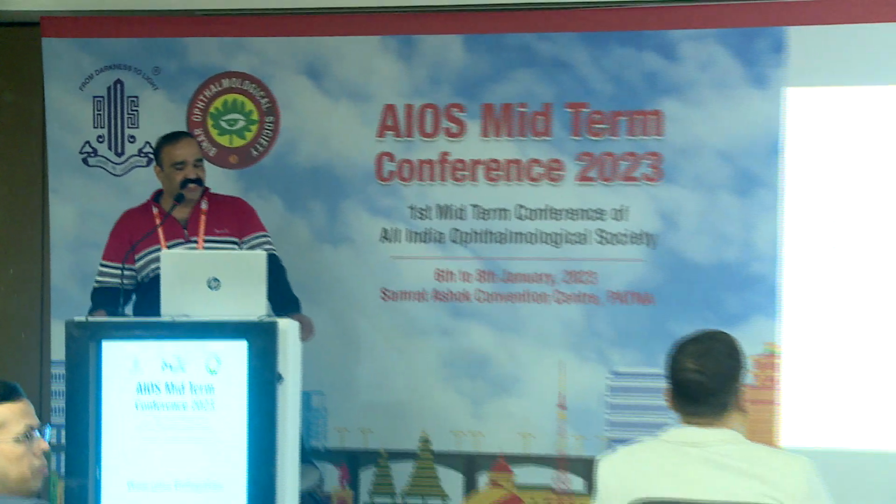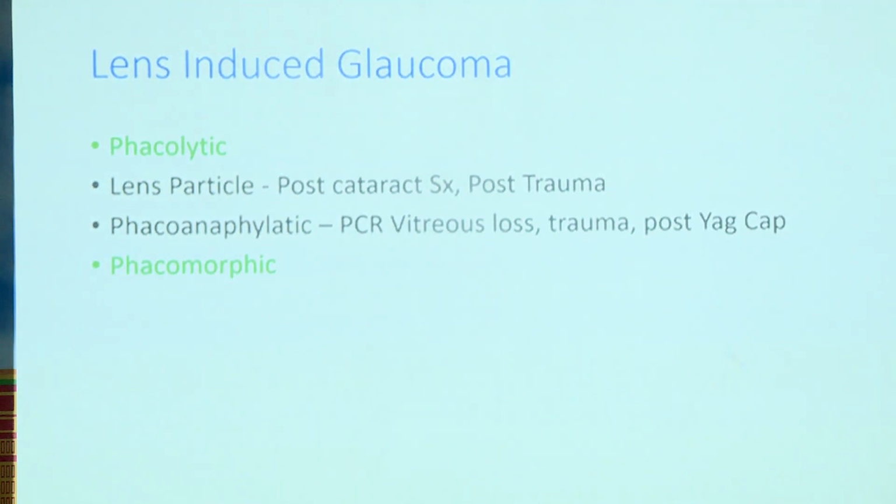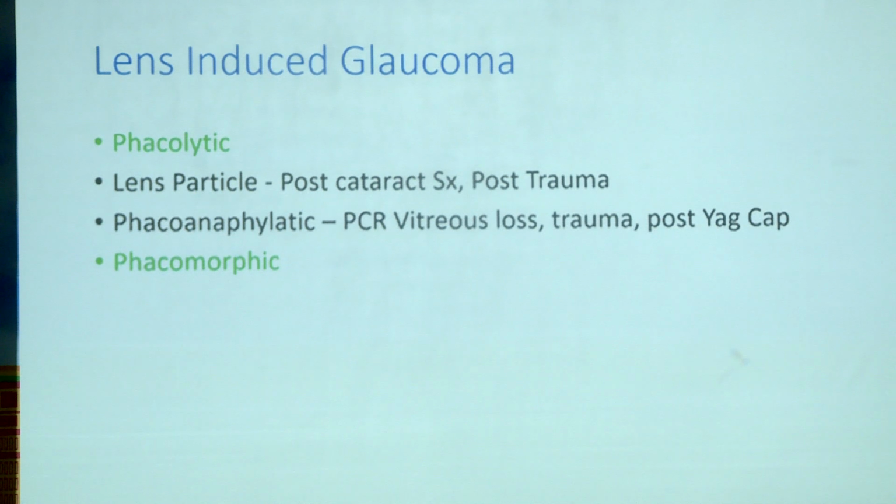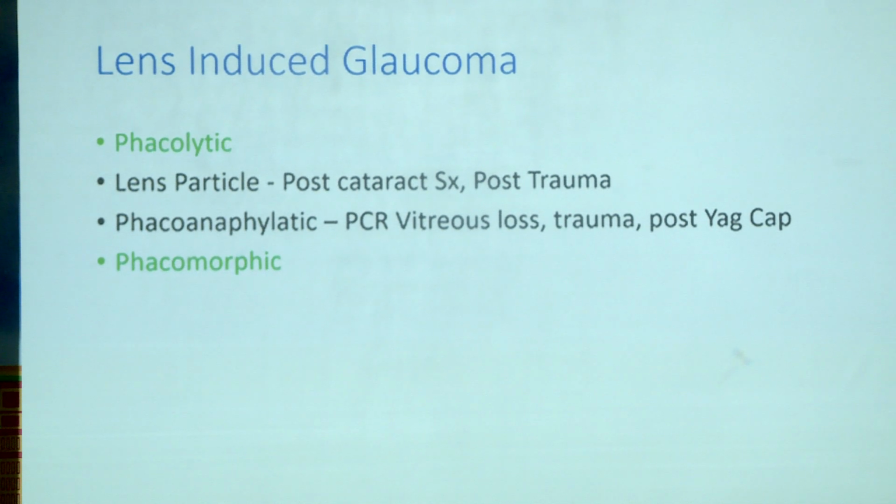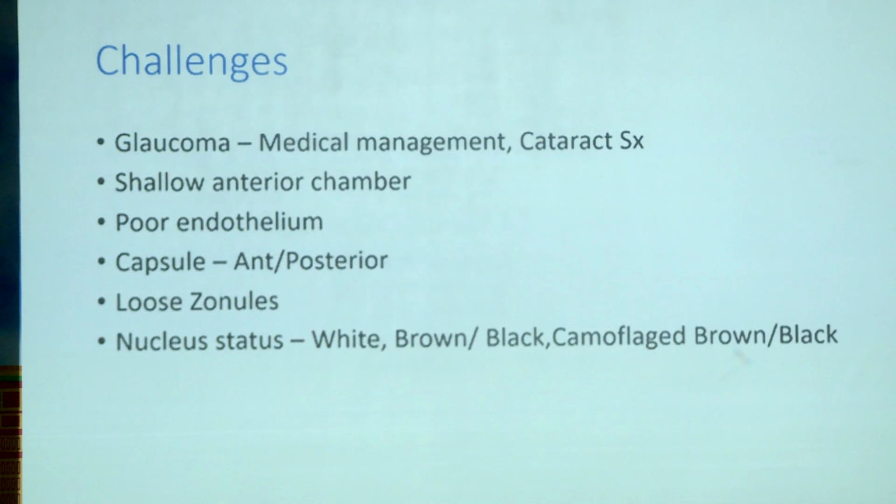It's already a success. So, when you are discussing lens-induced glaucoma, these are the different conditions which cause the glaucoma. Among these, phacolytic and phacomorphic glaucomas are the most common, and I'll be discussing these in my presentation. The definitive treatment for lens-induced glaucoma is cataract surgery, but you have to manage the inflammation and glaucoma as the patient is waiting for cataract surgery.